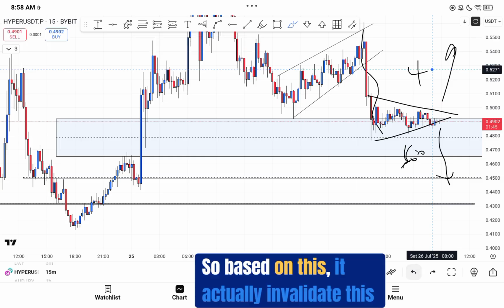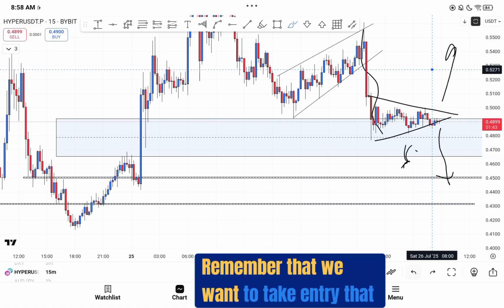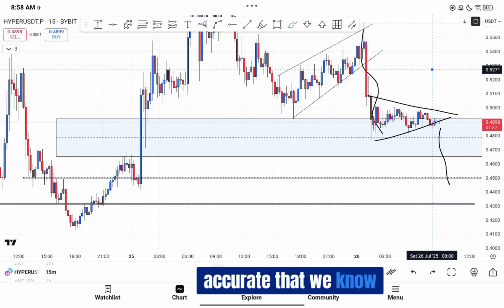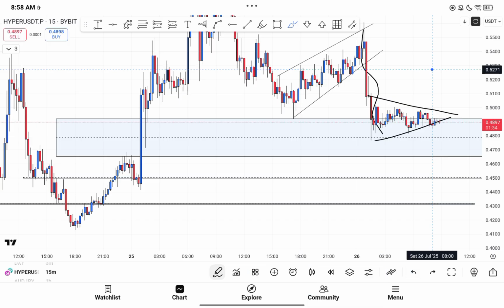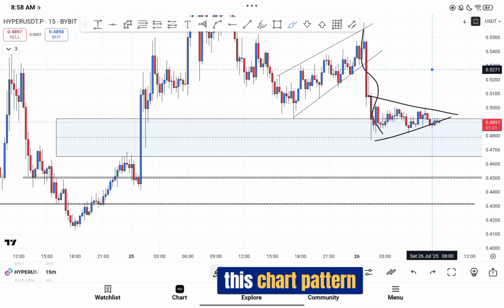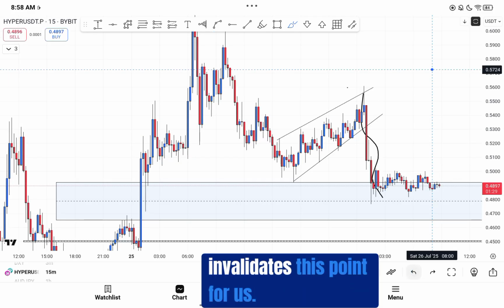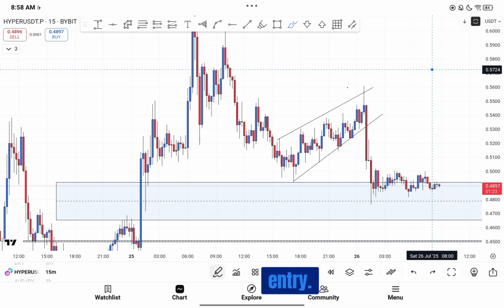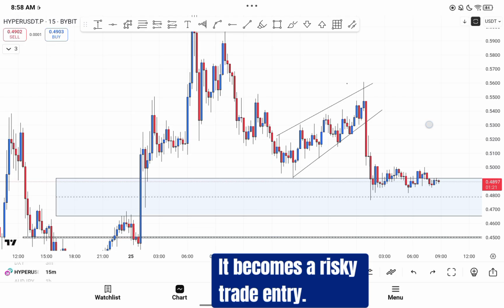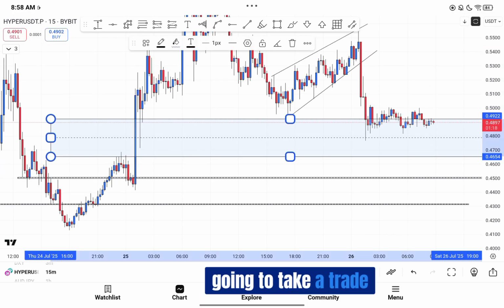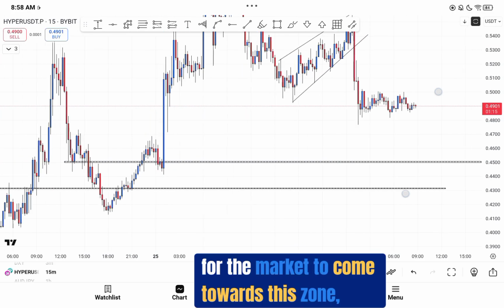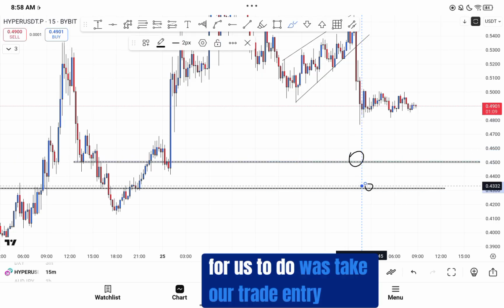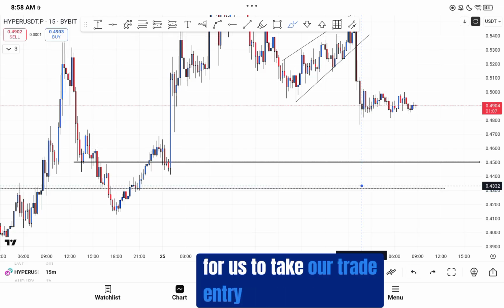Okay, so based on this, it actually invalidates this point. Remember that we want to take entries that are accurate, that we know the probability of it happening is very high. So based on this chart pattern that the market is currently forming, it invalidates this point for us. Do you understand? This point now becomes a risky trade entry. So we are not going to take a trade right here, but rather we'll be waiting for the market to come towards this zone or this zone for us to take our trade entry.